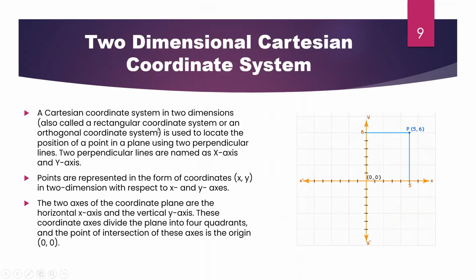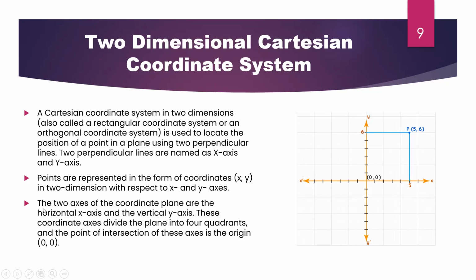Now I will discuss about two-dimensional Cartesian coordinate system. A Cartesian coordinate system in two dimensions, also called a rectangular coordinate system or an orthogonal coordinate system, is used to locate the position of a point in a plane using two perpendicular lines. Two perpendicular lines are named as x-axis and y-axis. Points are represented in the form of coordinates (x, y) in two dimensions with respect to x and y-axis.